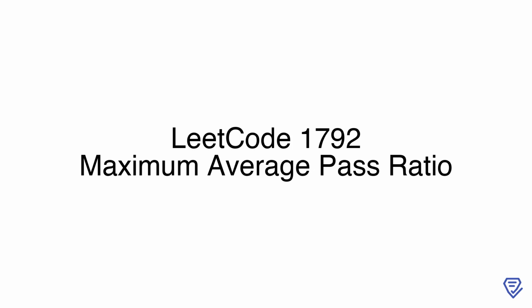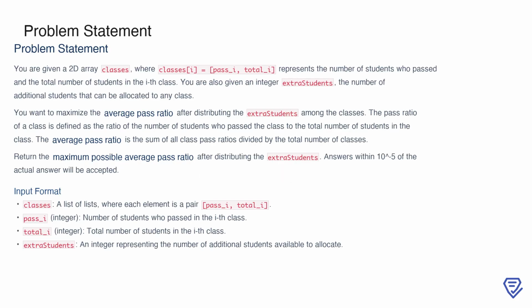Stay tuned! In this problem, we are tasked with maximizing the average pass ratio across multiple classes after distributing a certain number of extra students. Each class is represented by a pair, pass_i, total_i, where pass_i is the number of students who passed, and total_i is the total number of students in that class. Additionally, we are given an integer extraStudents, which represents the number of additional students we can allocate across these classes. The goal is to distribute these extra students in a way that maximizes the average pass ratio.